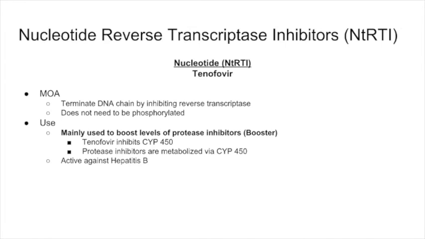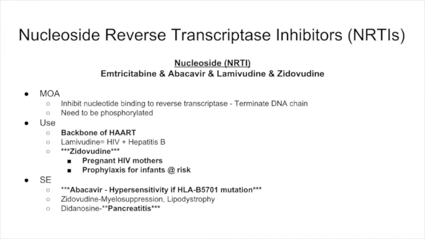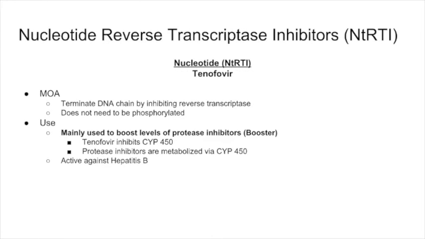So we talked about the nucleoside reverse transcriptase inhibitors. These are the drugs that need to be phosphorylated. Our next drug is a nucleotide reverse transcriptase inhibitor, and the drug is tenofovir. And tenofovir does not need to be phosphorylated. It has the same mechanism of action. It goes and tricks the reverse transcriptase enzyme into binding to it, and it causes DNA chain termination.